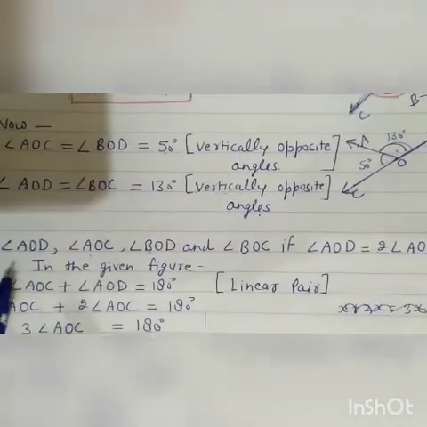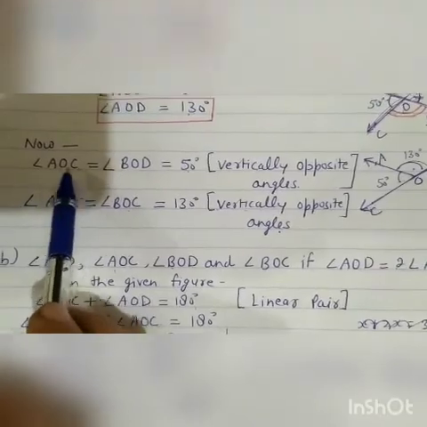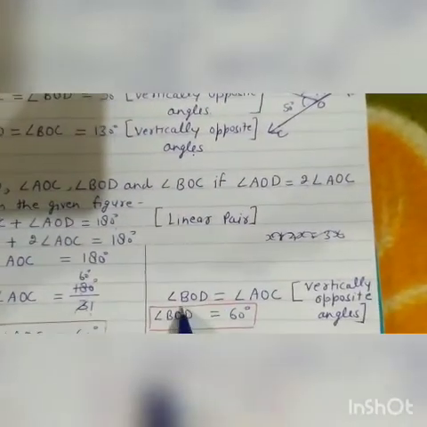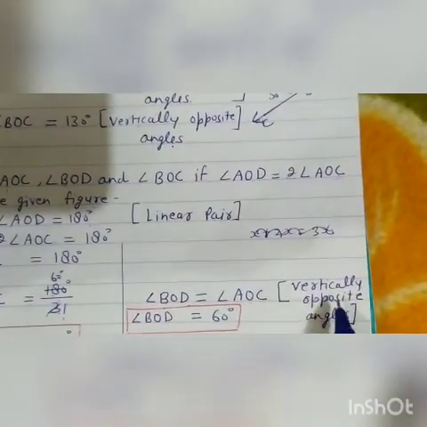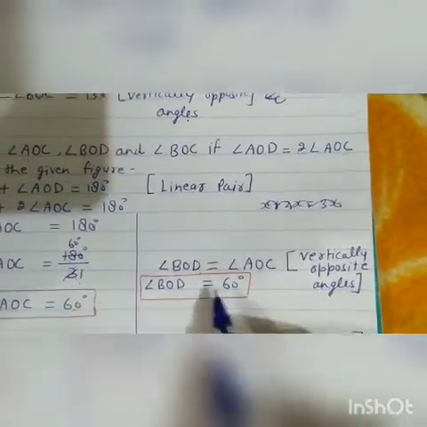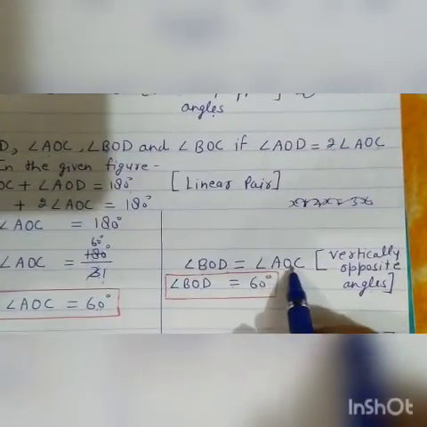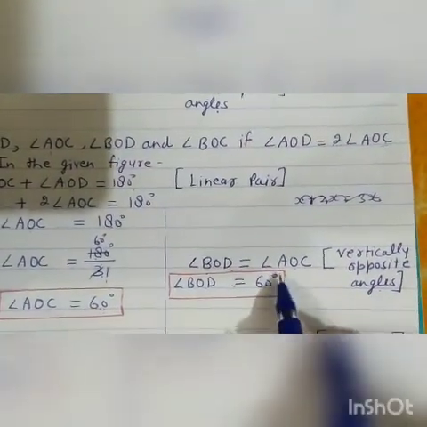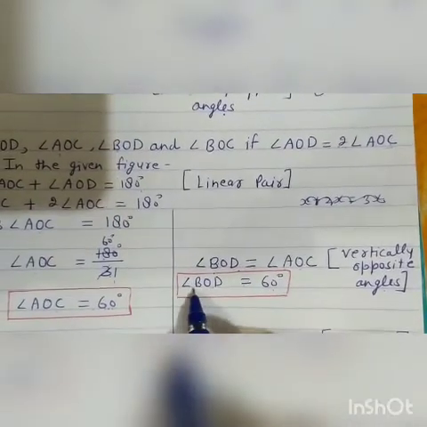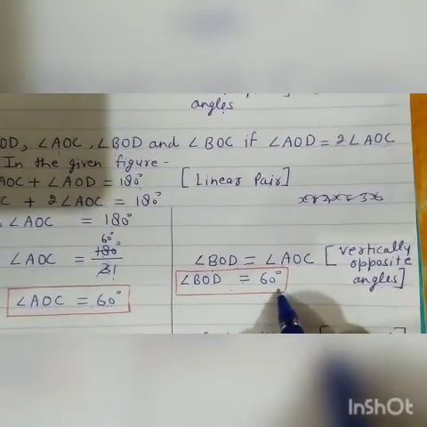Now again we will take the same thing. Angle AOC equals angle BOD. Again these are vertically opposite angles. Angle AOC is 60 degrees, so we will write 60 degrees here. So angle BOD is also 60 degrees.